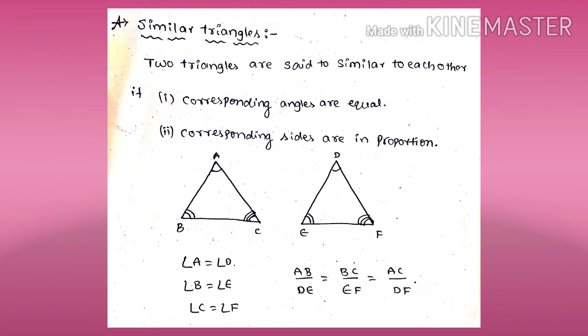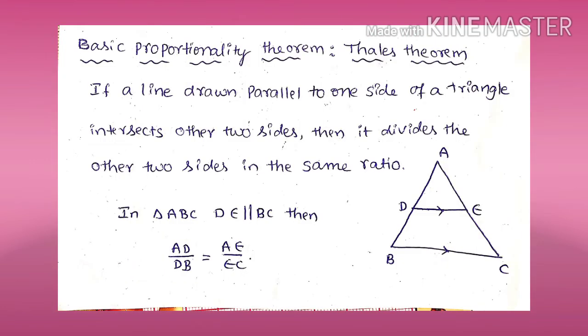Right? Next. Basic proportionality theorem, also called Thales theorem. Shortly we will write BPT. If a line drawn parallel to one side of a triangle intersects the other two sides, then it divides the other two sides in the same ratio. In triangle ABC, if DE is a line parallel to BC, then AD by DB is equal to AE by EC. Okay, let's go for the next slide.